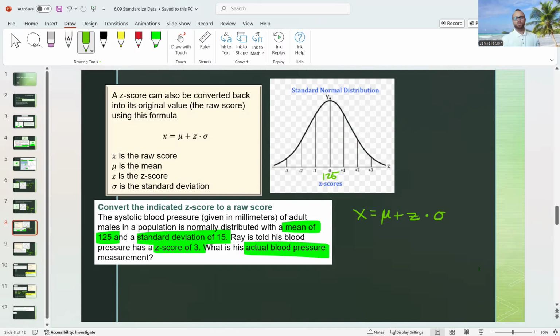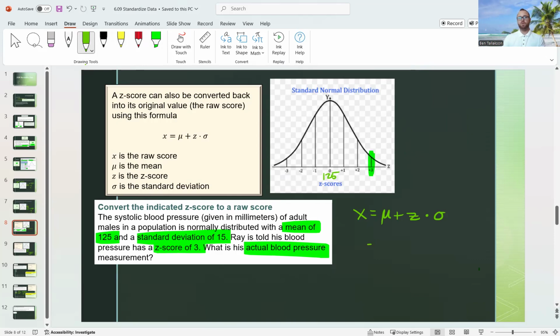Before we do any work, we can already help Ray understand if he's healthy or not based off our understanding of z-scores. What do you think? Is he healthy? Can you find a z-score of +3? Well, it's way over here. That is exceptionally high. On a test, an exceptionally high z-score is a great thing, right? But if you know anything about blood pressure, exceptionally high is very bad. He needs to make some lifestyle changes pronto.